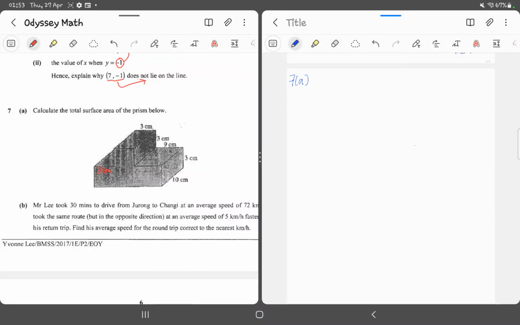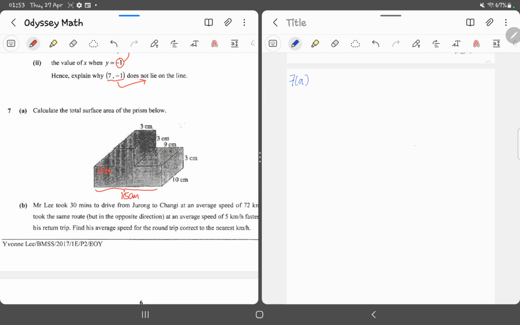For question 7a, we are asked to calculate the total surface area of the prism below. For this question, it's a matter of visualization. Let's indicate the length over here is actually 9 plus 3 cm plus 3 cm. That gives us 15 cm.